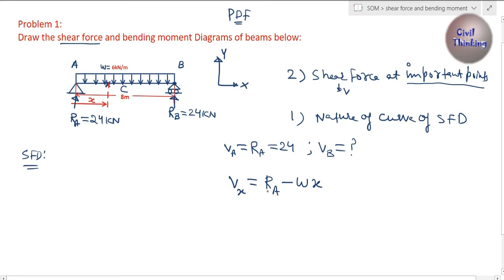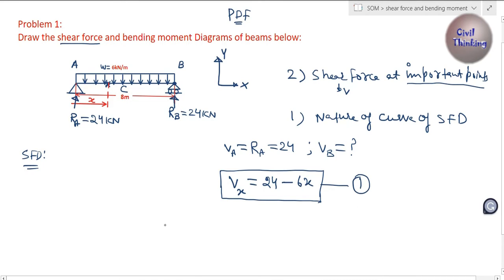Or I can also put RA is 24 kilonewton and W is 6, so this is 6x. This is a generalized equation for this beam. This is the generalized shear force equation for this beam, and let us call this equation 1. So what we get, the nature, it is a straight line, right?